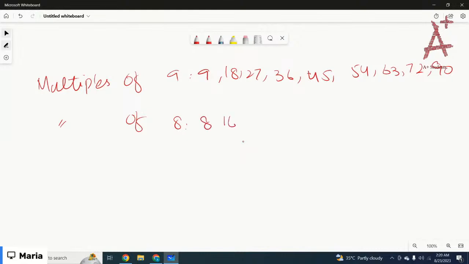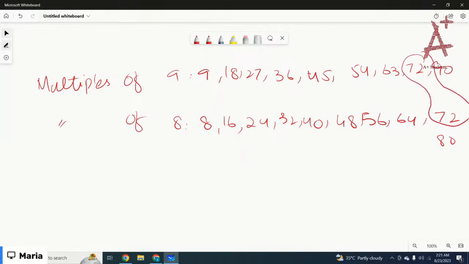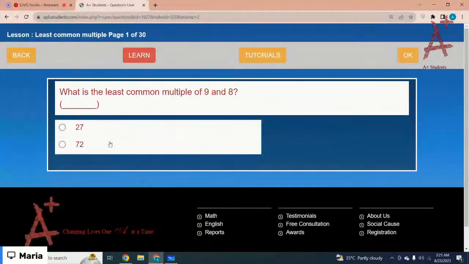8 times 1 is 8, 8 times 2 is 16, 8 times 3 is 24, 8 times 4 is 32, 8 times 5 is 40, 8 times 6 is 48, 8 times 7 is 56, 8 times 8 is 64, 8 times 9 is 72, and 8 times 10 is 80. So just look for the common number. Only common number is 72, right? That means the least common multiple here is 72. So the correct option is 72.